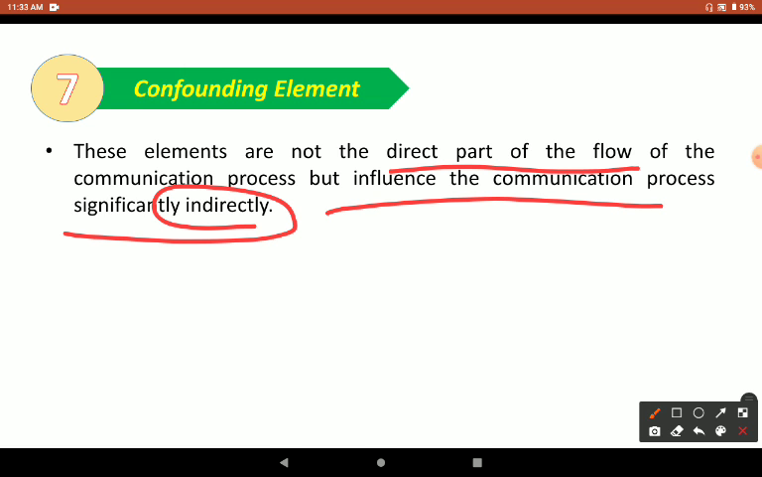And environment also plays a very important role in the communication process. Like noise: with noise, there can't be proper communication. For example, in a very noisy ward, the nurse will not be able to communicate with the patient properly. Okay, so these are the confounding elements. These are very important elements.